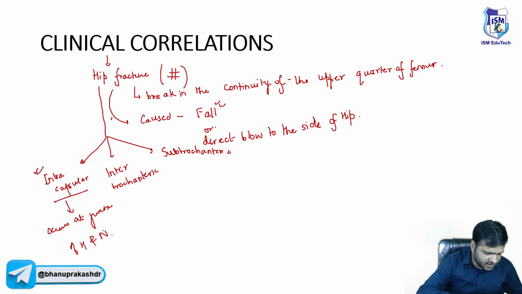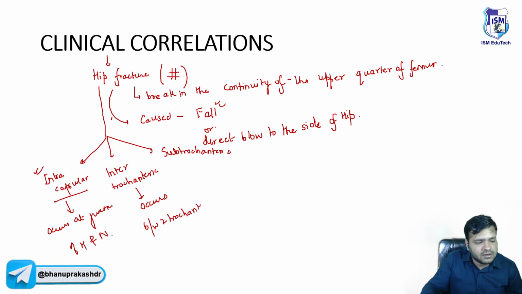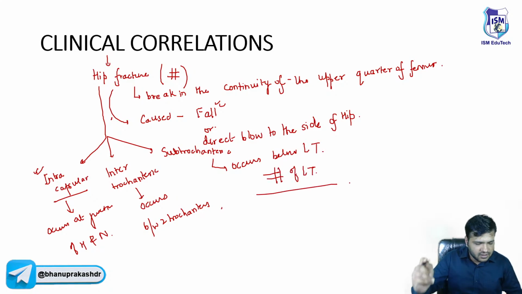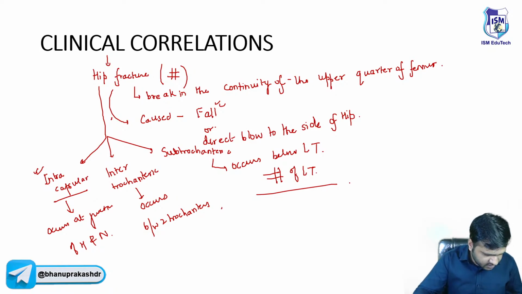Yes, everyone is right. Now, when I say intertrochanteric, beta, it occurs between the two trochanters. And remember, beta, subtrochanteric occurs below the lesser trochanter, or I can say the fracture of the lesser trochanter. It is subtrochanteric, right?